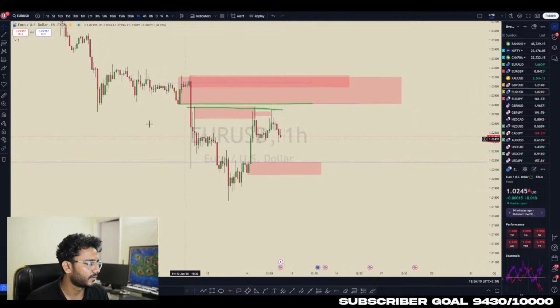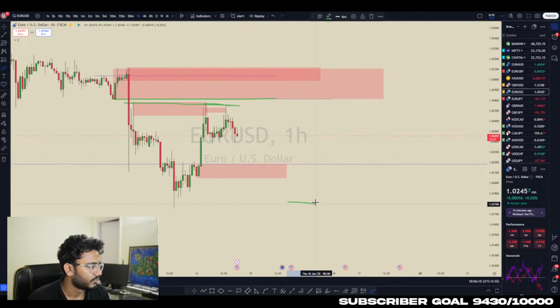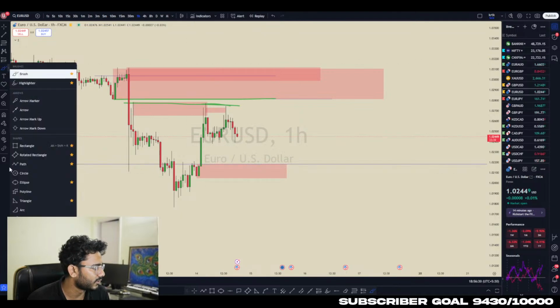And again, if price gives us a change of character here, for price to go down from here, it needs to go to the upside, right? So what price can do is tap this area, and then it can price the internal structure here.